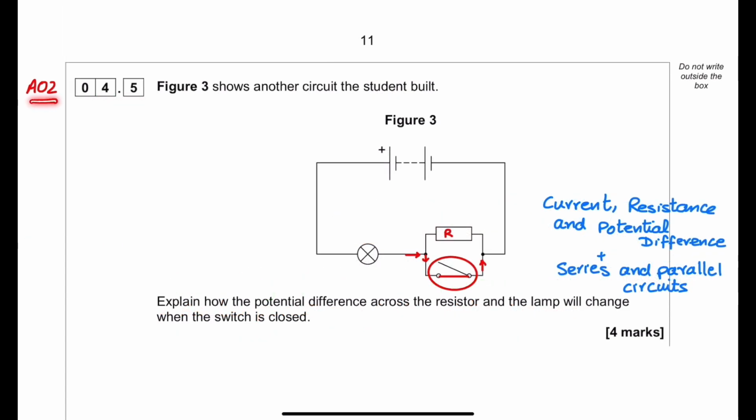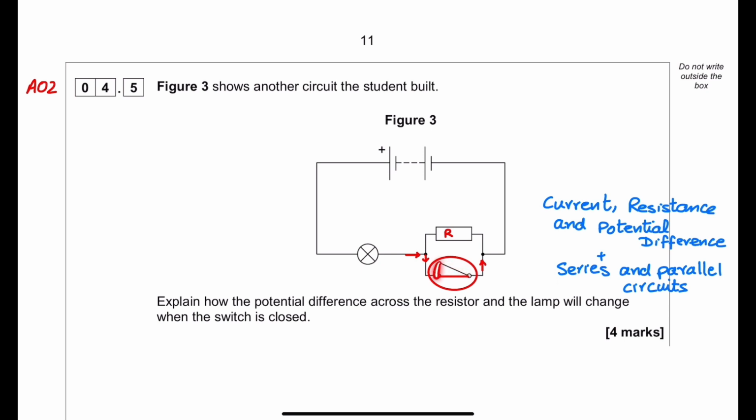4.5 is an AO2 question, a knowledge-based question where the student needs to apply their knowledge. Figure number 3 shows another circuit the student has built, in which a fixed resistor is present, a filament lamp is present, and a switch is present which is open. Explain how the potential difference across the resistor and the lamp will change when the switch is closed.